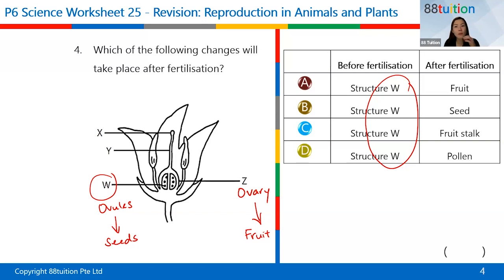Don't say turn into seeds. Maybe let's try to use the word develop into seeds. Form is also good. I like that as well. So ovules form the seeds. Sounds good. Okay, so this is B.